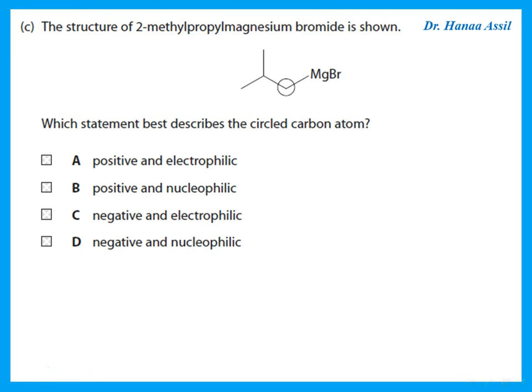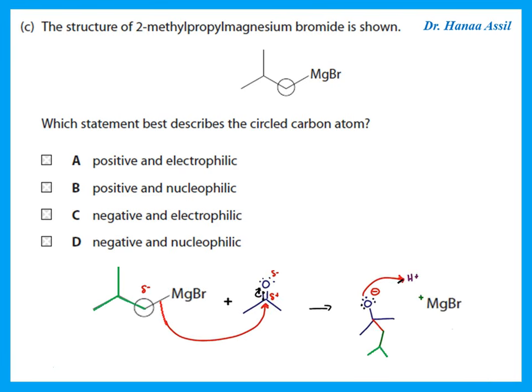So let's take a look at this question. The question says the structure of 2-methyl propyl magnesium bromide is shown. Which statement best describes the circled carbon atom? We said this carbon atom that is attached to the magnesium bromide is a slightly negative carbon, and the reaction is nucleophilic.